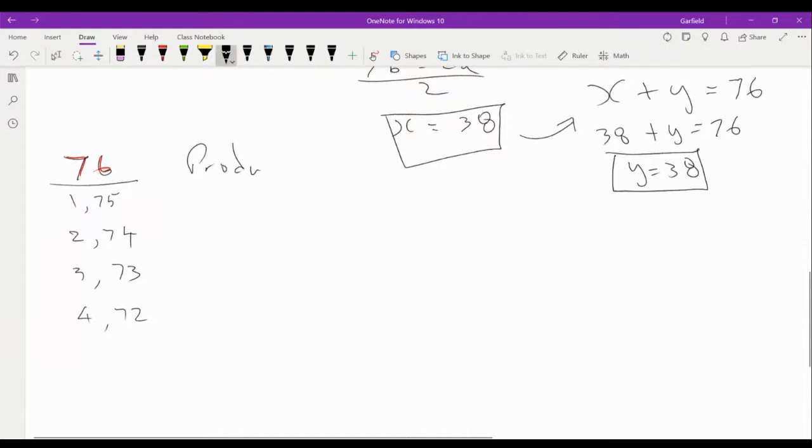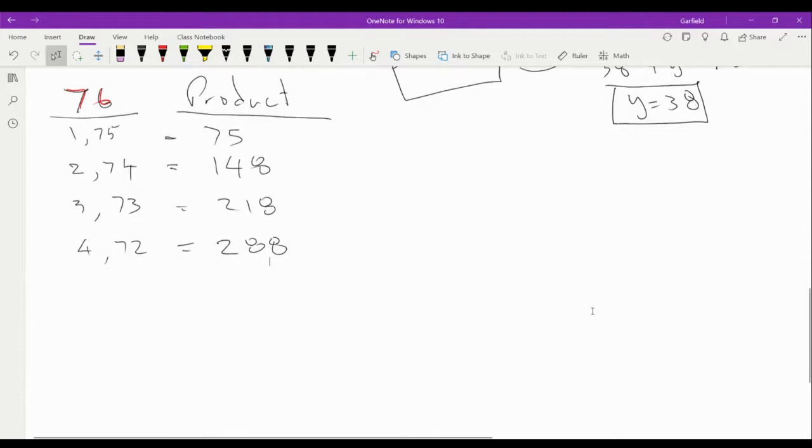But let's look at the product. You guys help me with this, with your calculator. Well, 75 times 1 is 75. What is 74 times 2? It's 148. And what about 3 times 73? 219. And 4 times 72? 288.